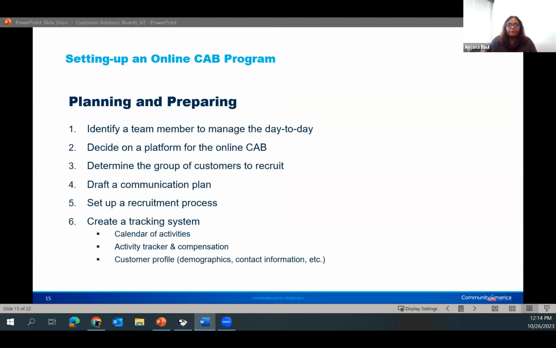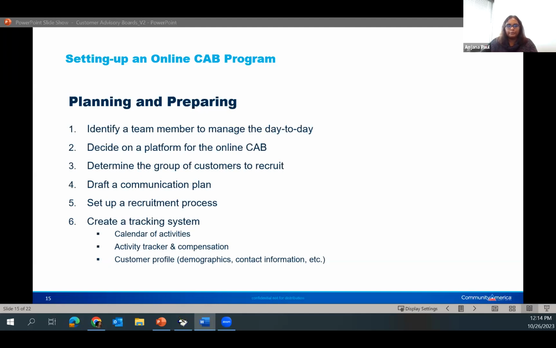So before we jumped into recruitment, there was a lot of planning and preparation that we had to do. The first thing we did was identify a team member within our team who would be responsible for managing the day-to-day, which would be engaging with the advisory board on a regular basis. We had to decide on a platform to bring together this online customer advisory board. We decided to go with Slack because, as we reviewed other options, it offered the most of what we were looking for.